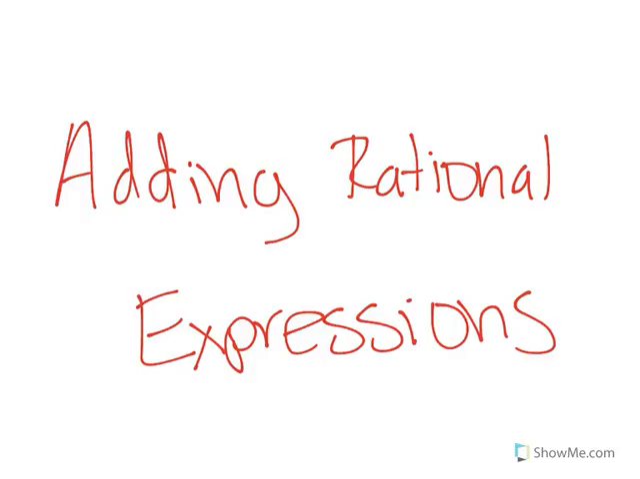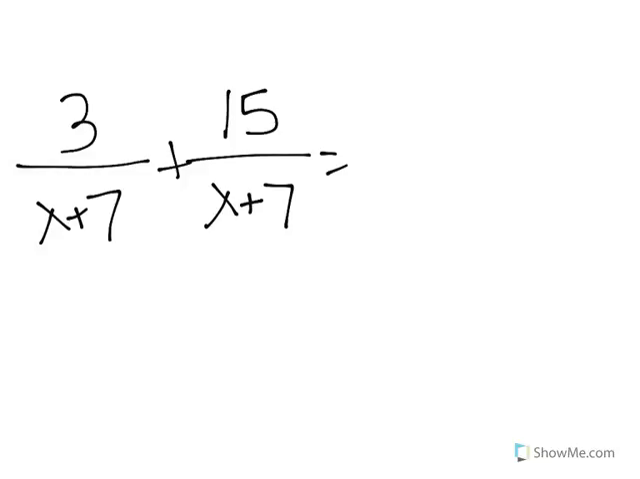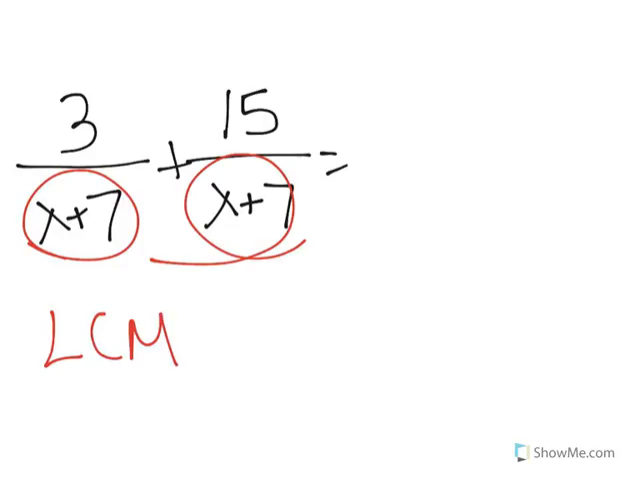Okay, so this is the second video on adding rational expressions. Let's say we had 3 over x plus 7 plus 15 over x plus 7. This is just like the first example we had in the last video. The only difference is that the other only had numbers and here we have expressions. But as you can see, our denominator is exactly the same, so our least common multiple is just x plus 7.